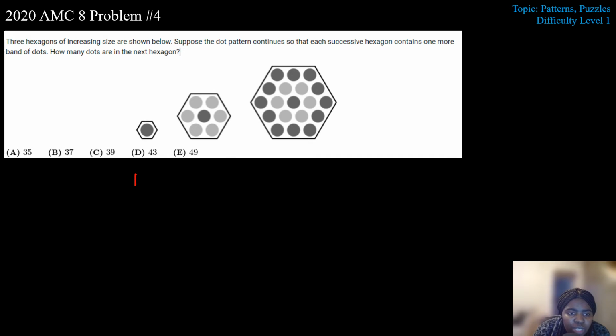First, we had 1 in the first one, and then we had 1 plus, if we count these, 1, 2, 3, 4, 5, 6, so 1 plus 6. And then here we had 1, and we still have our 1 plus 6, right, from the second band. And the third band has 1, 2, 3, 4, 5, 6, 7, 8, 9, 10, 11, 12. Okay. All right. So this looks like you're starting with 1 and you're adding multiples of 6. That's what it looks like.